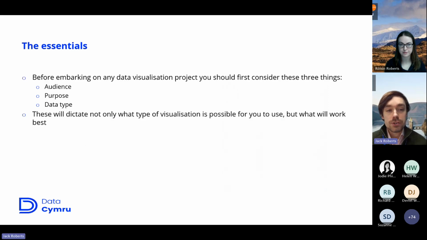So then, we'll move on to the basic essentials that you want to understand before embarking on any data visualization project. The things that you should consider, first of all, are your audience, the purpose of your data visualization, and the data type that you're working with. These will dictate not only what type of visualization is possible to use, but also what will work best with your data in order to get the message across.